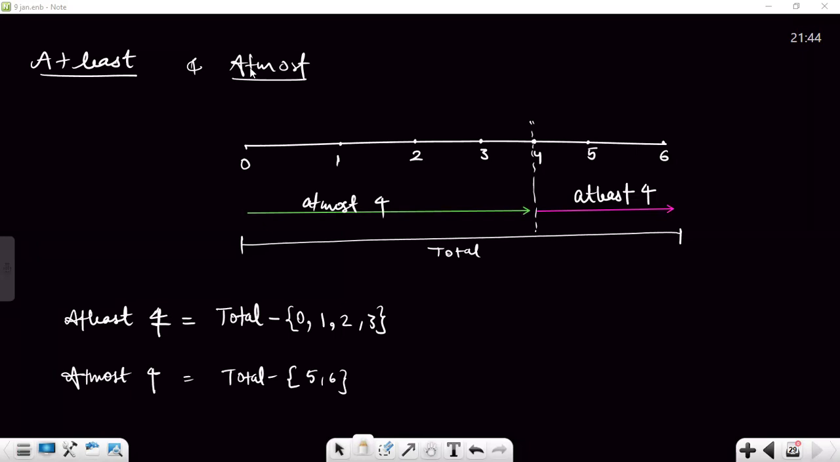Is the difference between at least and at most clear? Yes, sir. Okay, let me look for some examples.